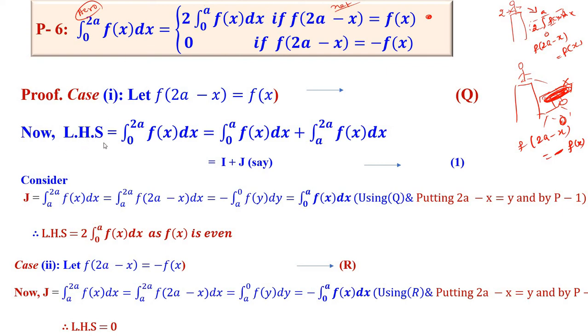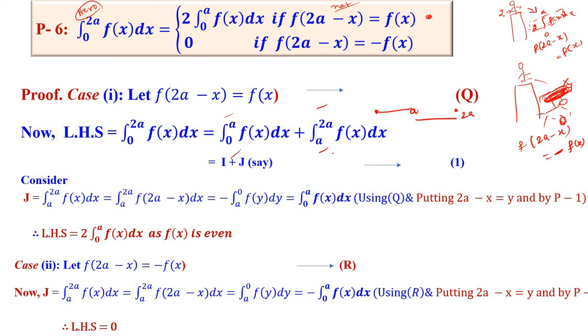Now we shall consider our LHS, which is integral 0 to 2a f of x dx. We can split and write it. It is something like this: I have 0 here, somewhere here a, and then here 2a. So I can have from 0 to a and then from a to 2a, f of x dx, using this property that we have. Now this is named as I and this is named as J.